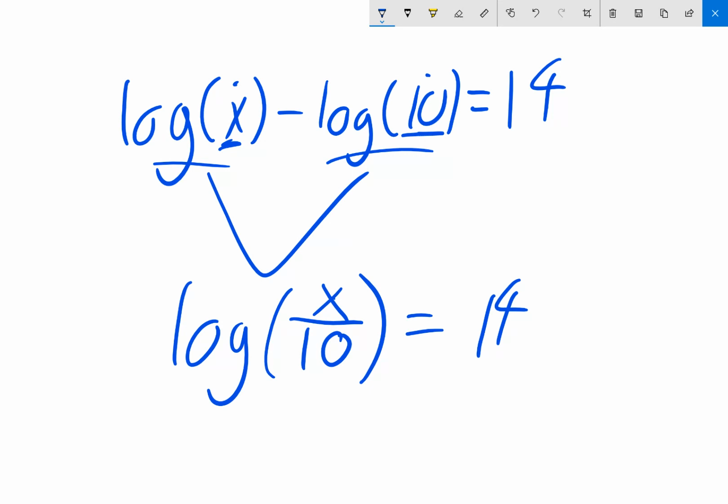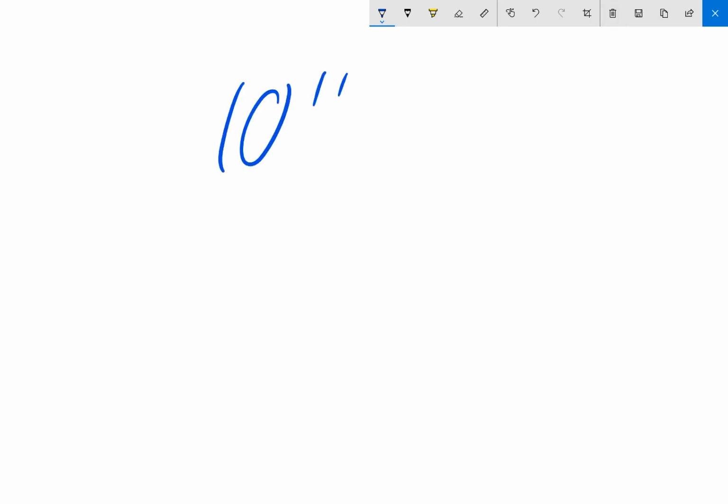Now we're going to change it into exponent form. So remember the base here is 10, right? This is a log with a base 10. So that base will become the base of my equation. We'll have 10 to the 14th power equal to x over 10. Just rewriting it so I have a little more space. Now 10 to the 14th power is huge, just like 4 to the 20th power was huge earlier. I'm not going to write that all out. So let's just focus on canceling out this 10 on the right to get the x by itself.